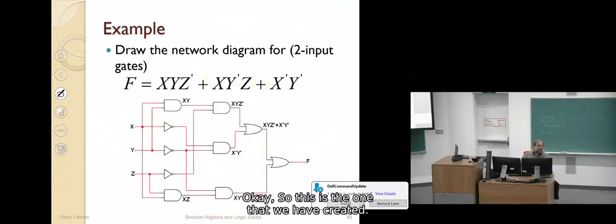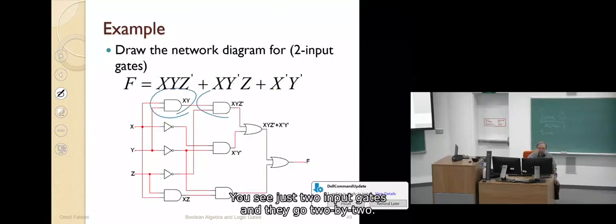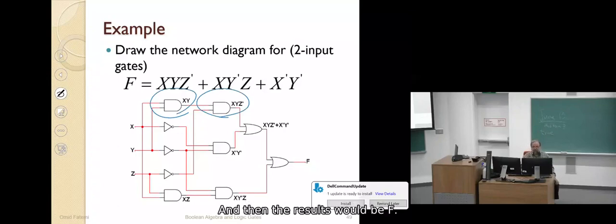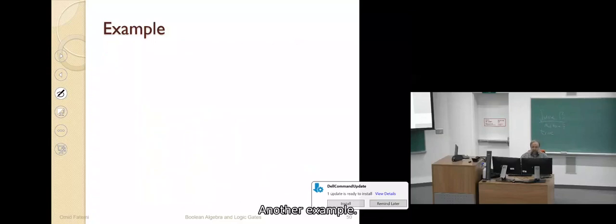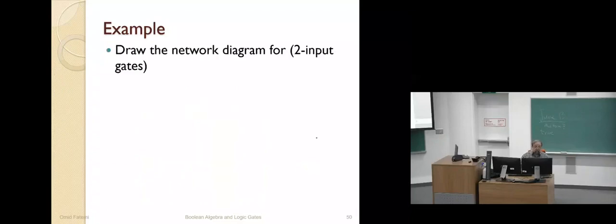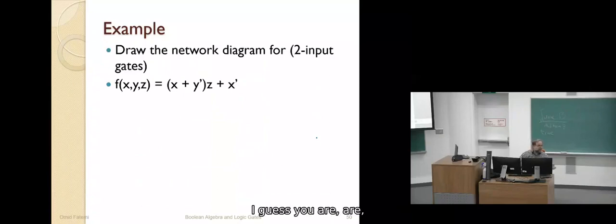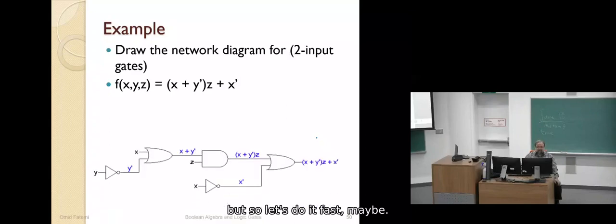Okay, so this is the one that we have created. You see, just two input gates, and they go two by 2, and then the result would be f. This is the same as we drew in the previous slide. Okay. Another example. Again two input AND gates. I guess you know how to do that, but let's do it fast maybe. Yeah, this is the result.